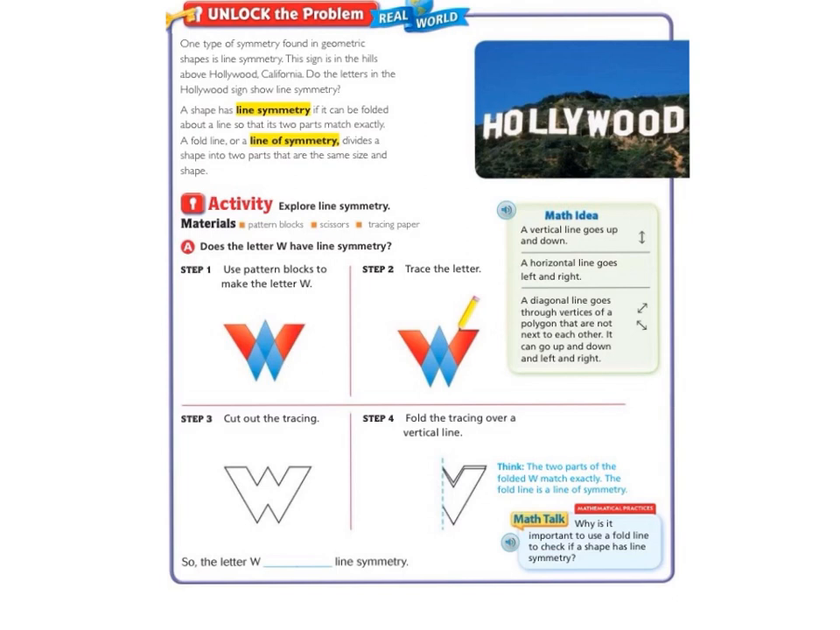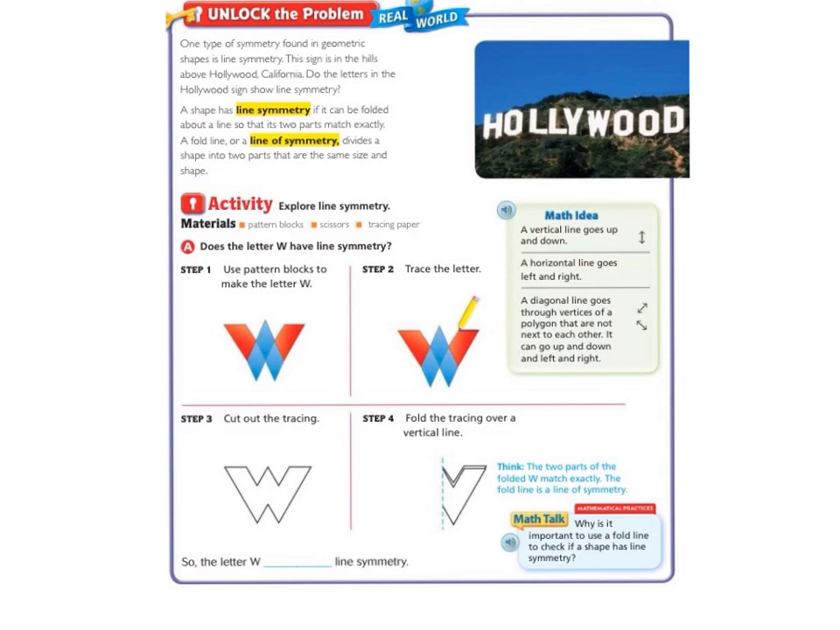Let's begin with unlock the problem. One type of symmetry found in geometric shapes is line symmetry. This sign is in the hills above Hollywood, California. Do the letters in the Hollywood sign show line symmetry? A shape has line symmetry if it can be folded about a line so that its two parts match exactly. A fold line or line of symmetry divides a shape into two parts that are the same size and shape.